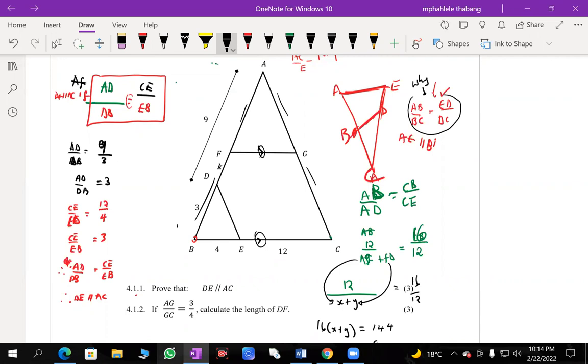Or you can still say AG over GC equals AF over FB, so FG is parallel to BC. Actually, the only way to do that is with parallel lines. That is why we look at the theorem that Mapitsi reads.